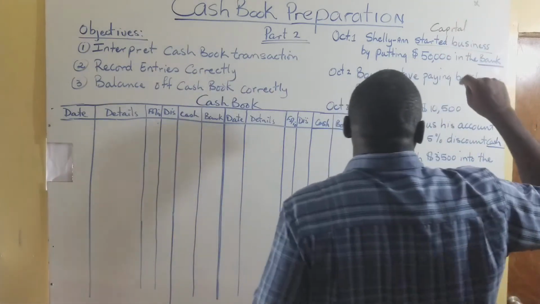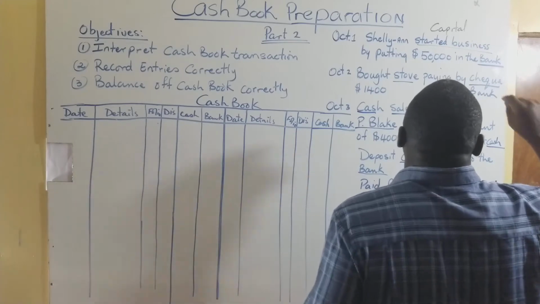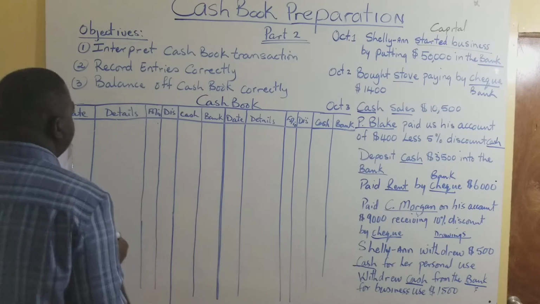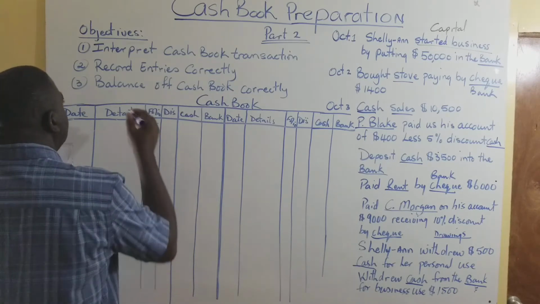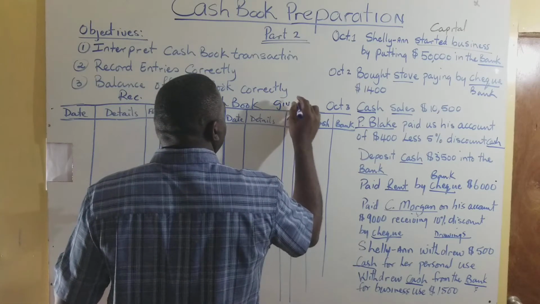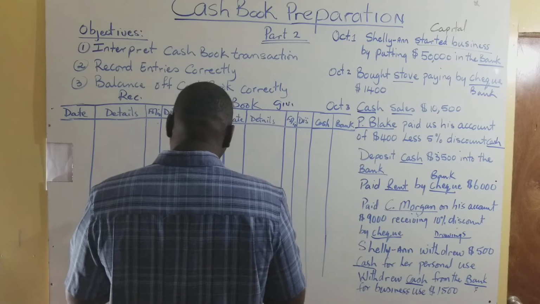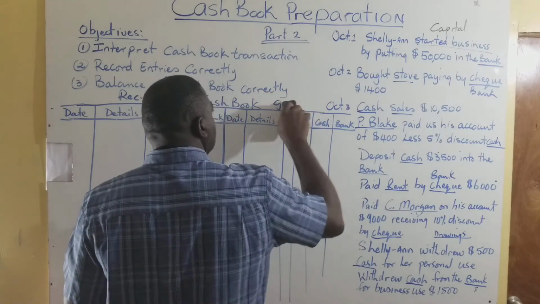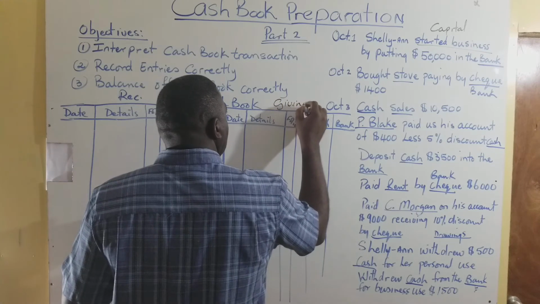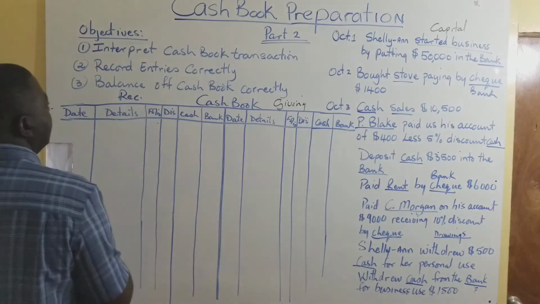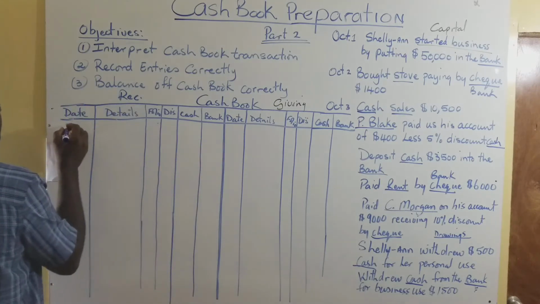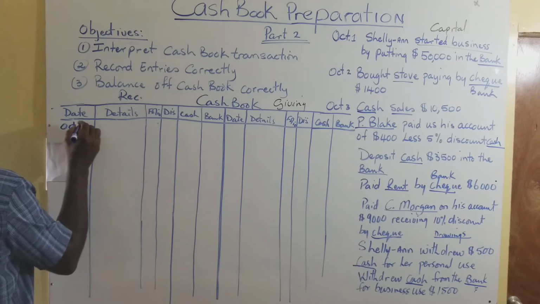Shelly-Ann start business by putting $50,000 in the bank. Money is going in the bank. So is the business receiving money? Yes. So we're going to go to debit side. So when we are receiving the money, we put it on that side. When we are giving, yes. So we're giving and receiving. All right. So the date would be October 1st.